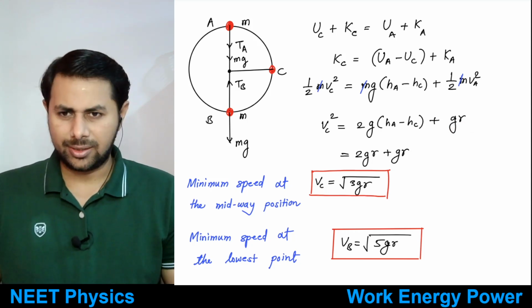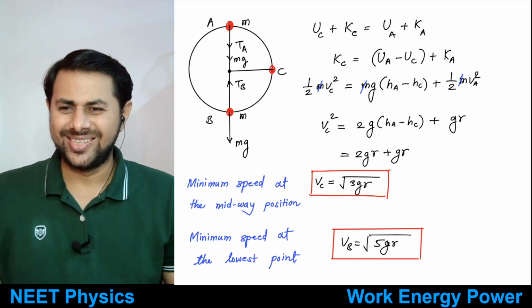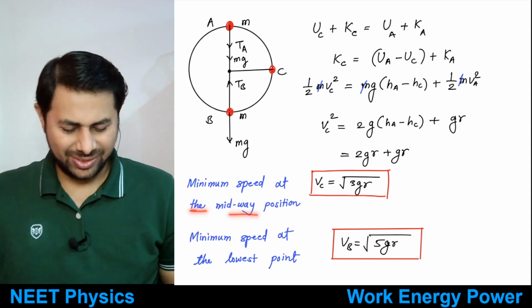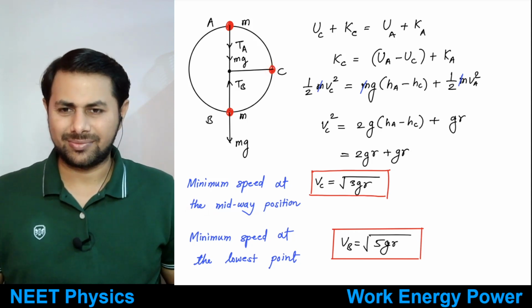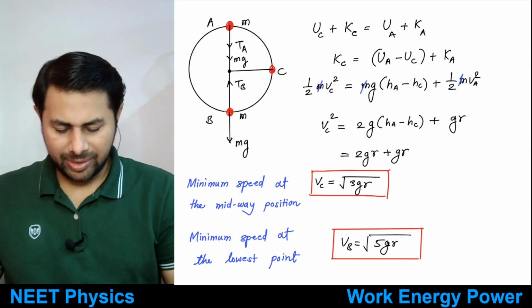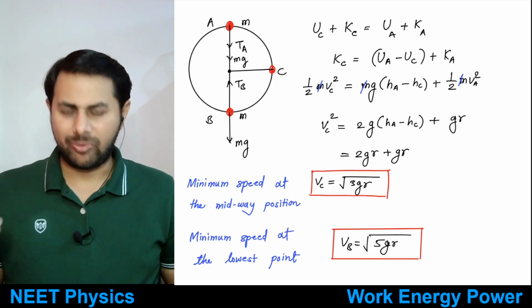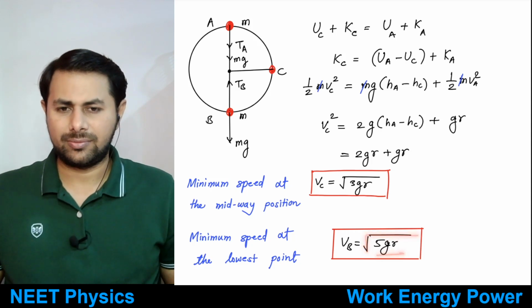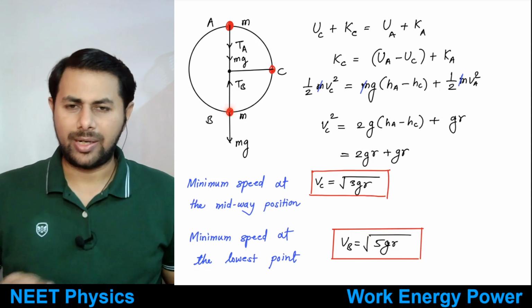Okay, this thing is correct. Is this thing clear? This is correct, of course, right? So this is the minimum speed at the midway position, the point C, root 3 gr. And then similarly, what will be the minimum speed at the bottom point, or the lowest point of vertical circular motion? It's equal to root 5 gr. Okay, minimum speed at the bottom is root 5 gr.